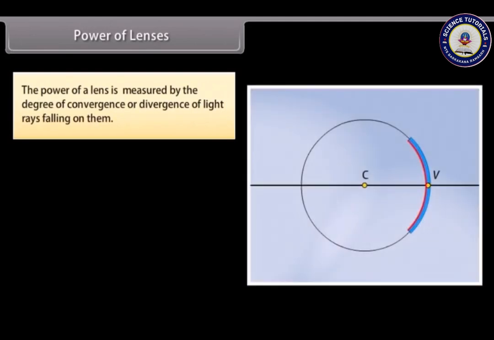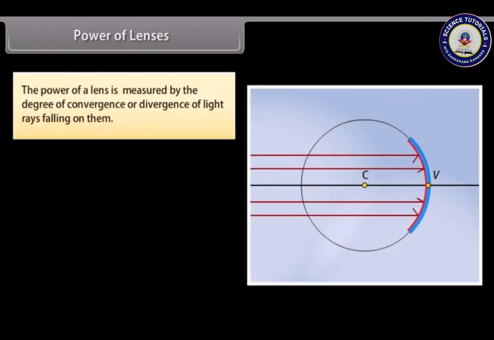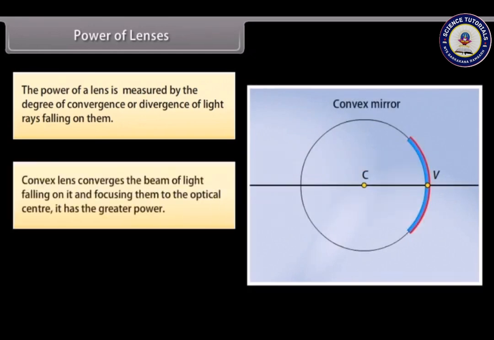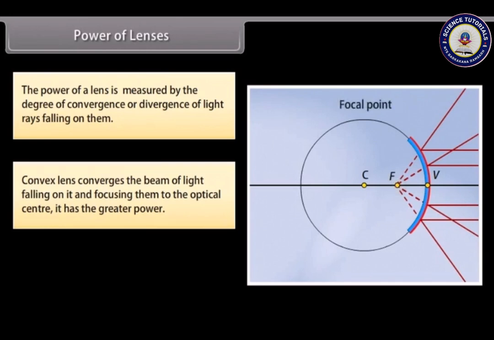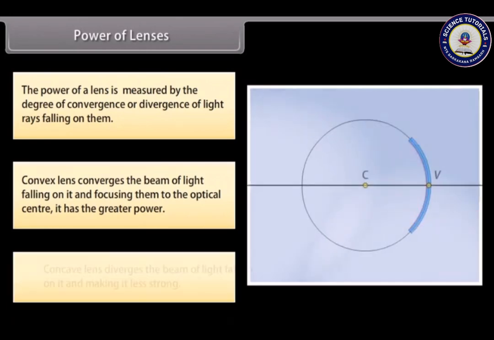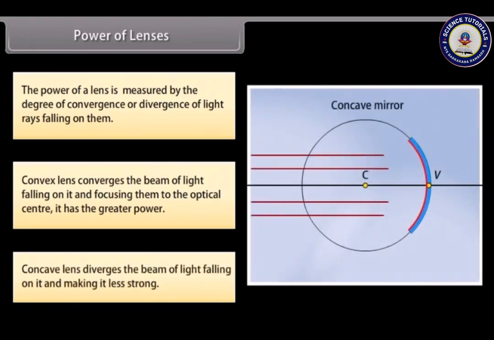Power of lenses. The power of a lens is measured by the degree of convergence or divergence of light rays falling on it. A convex lens converges the beam of light falling on it and focuses it to the optical center. It has the greater power. A concave lens diverges the beam of light falling on it and makes it less strong.